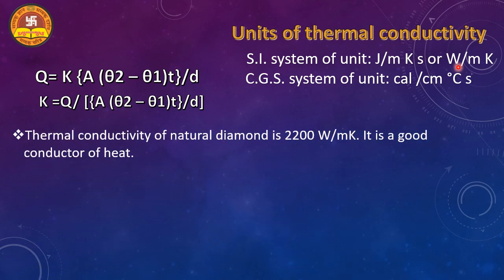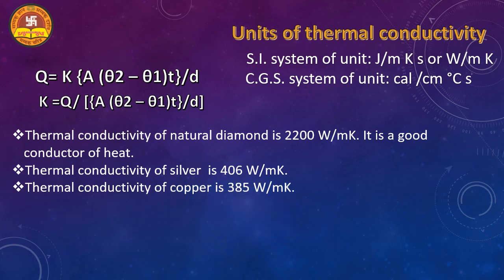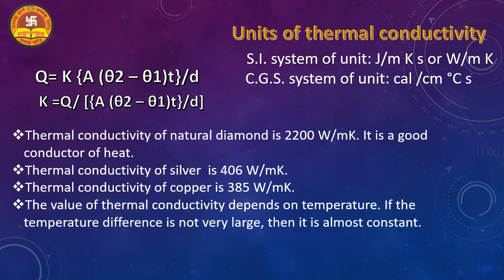The thermal conductivity of natural diamond is very high. It is 2200 watt per meter Kelvin. That's why it's a very good conductor of heat. Normally, the materials which have a higher value of thermal conductivity are good conductors of heat. Thermal conductivity of silver is quite lower. It is 406 watt per meter Kelvin, and that of copper is 385 watt per meter Kelvin.